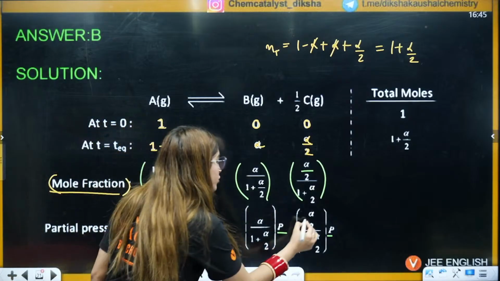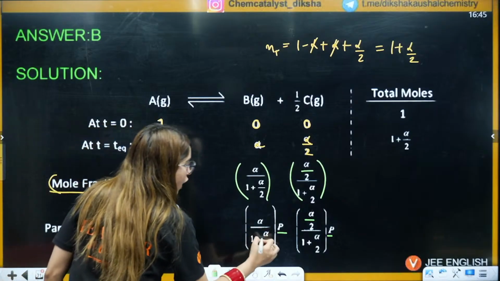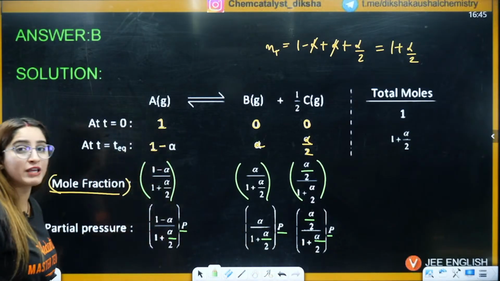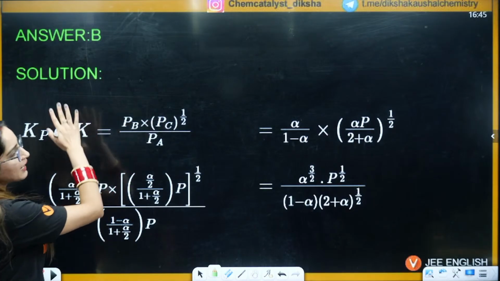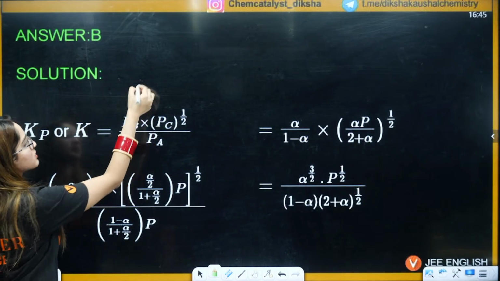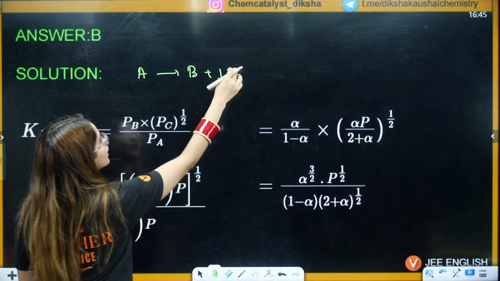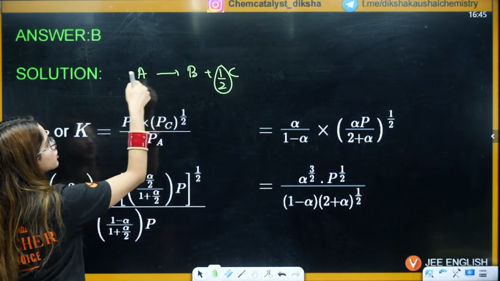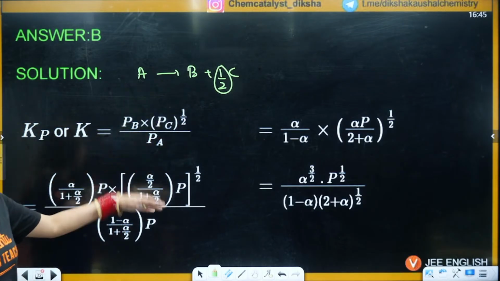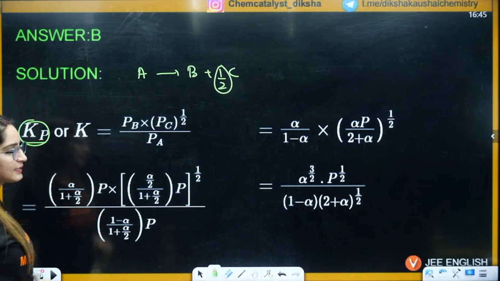Now what you have to do, everybody, is put in the value of Kp. According to that equation, since A gives rise to B plus 1 by 2 C, Kp will be Pc raised to power stoichiometry, Pb raised to power stoichiometry, over Pa raised to power stoichiometry, that is, product by reactant. So you have the value of Kp here.